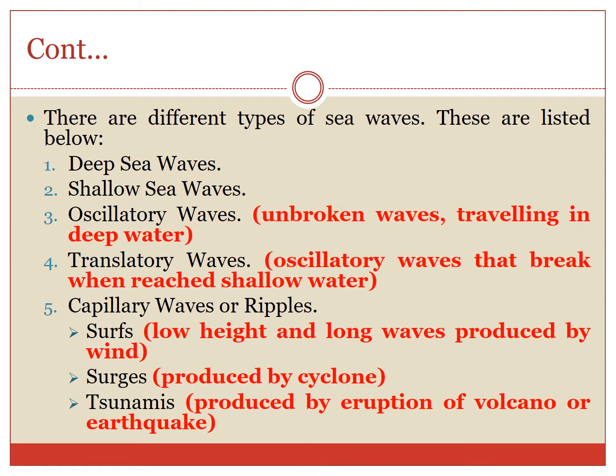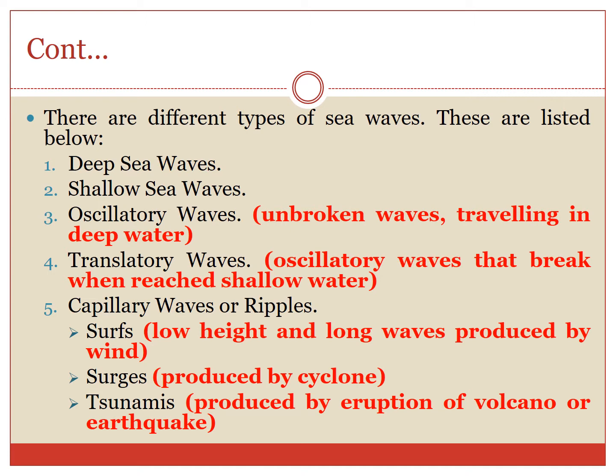Now, let us talk about the types of sea waves. Some of the types are listed below. First one is the deep sea wave. The second is the shallow sea wave. The third is the oscillatory wave. Now, what do you mean by oscillatory? These are unbroken waves traveling in the deep water and remaining in oscillatory motion. Translatory waves: when the oscillatory waves reach shallow water, they break and travel as a translatory wave to the shore.